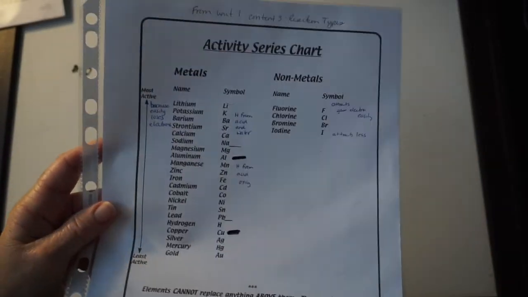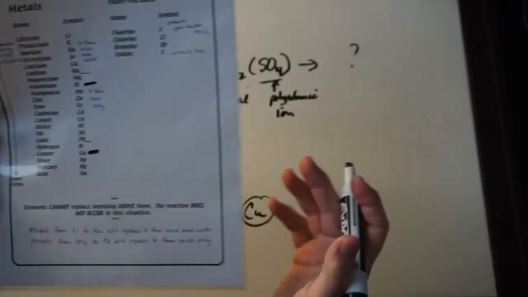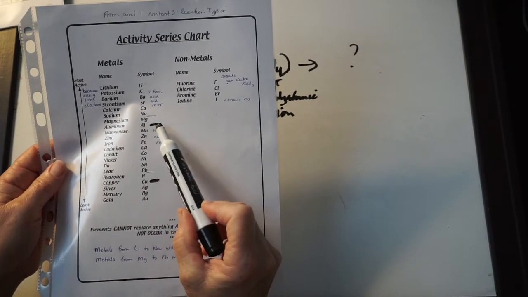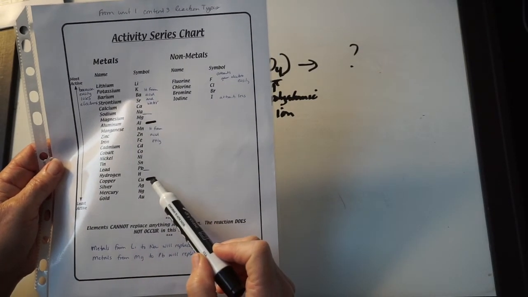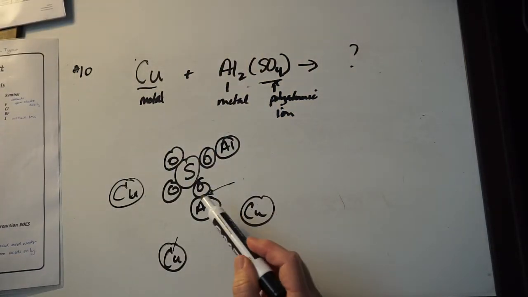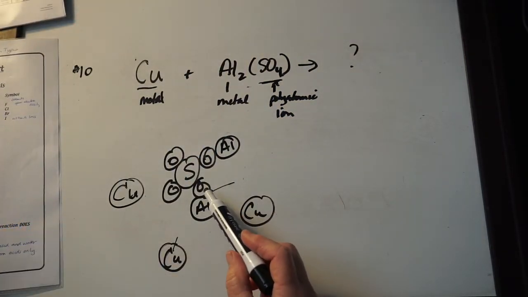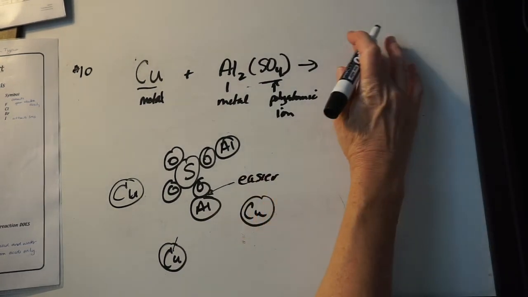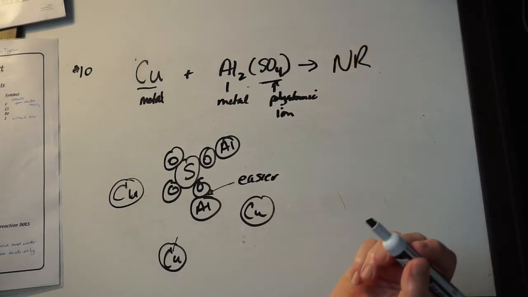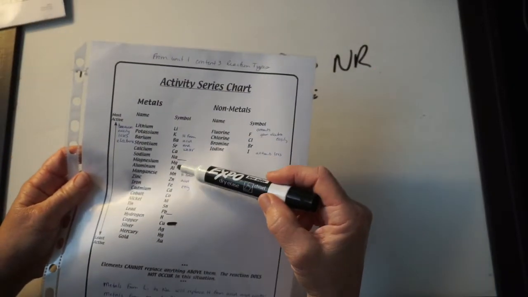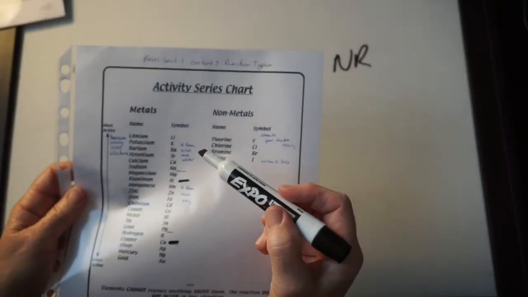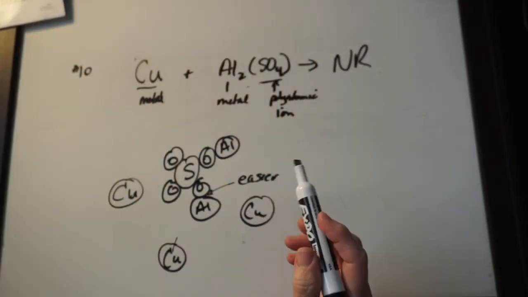Okay. And I see aluminum is above copper. So that means it's easier for aluminum to lose electrons than copper. So right now, sulfate is bonded to aluminum, which is an easier source of electrons. So there would be no reaction. This would not happen.